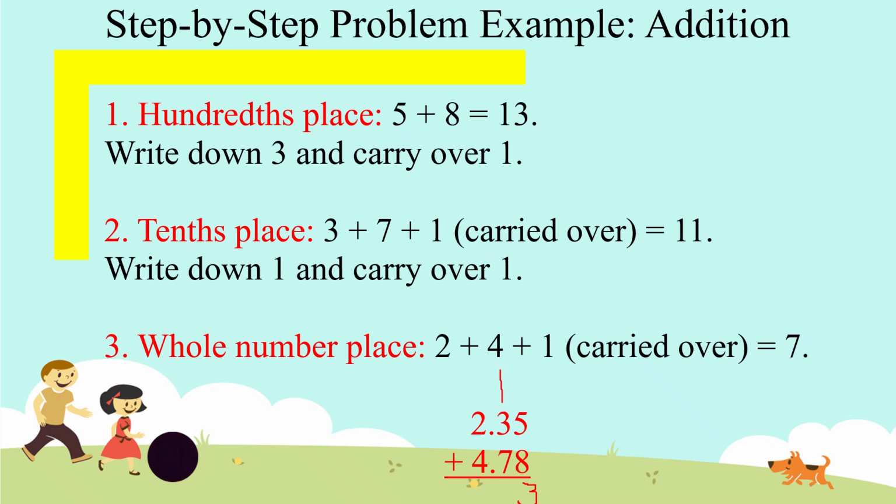Tenths place. 3 plus 7 plus 1 carried over equals 11. Write down 1 and carry over 1. Number 3, whole number place. 2 plus 4 plus 1 carried over equals 7. Don't forget to bring down your decimal.